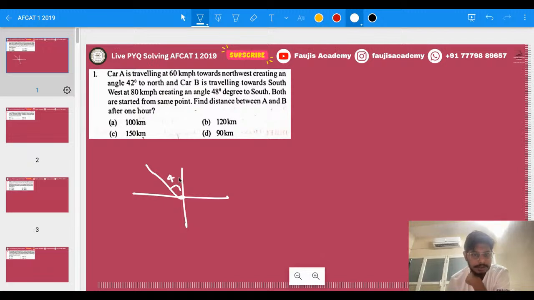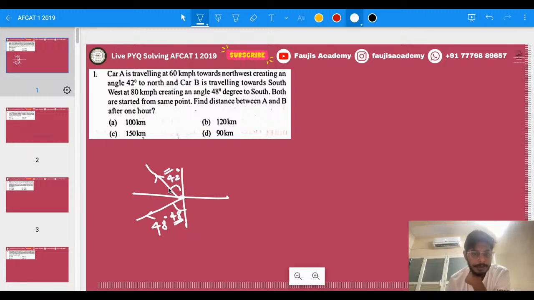This is 42 degrees to north, and car B is traveling towards the southwest. This is your southwest, at 80 kmph, creating an angle of 48 degrees, right? If it is creating an angle of 48 degrees over here, then it is creating 42 degrees over here, right?